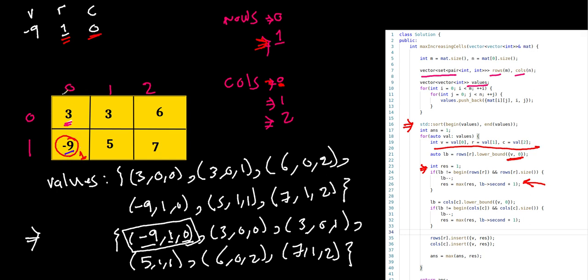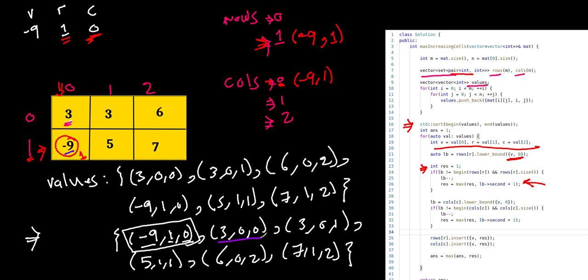This cell exists in the first column and in the second row. So at row 1 we push the pair of the value, which is -9, and the final result, which is 1. The same for column 0, we push the pair of -9 and the result, which is 1.